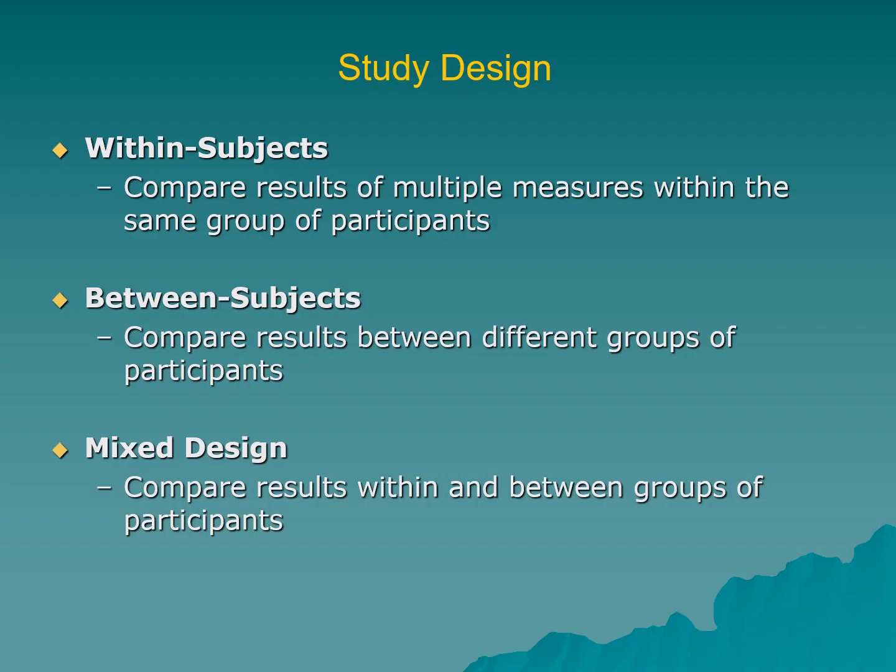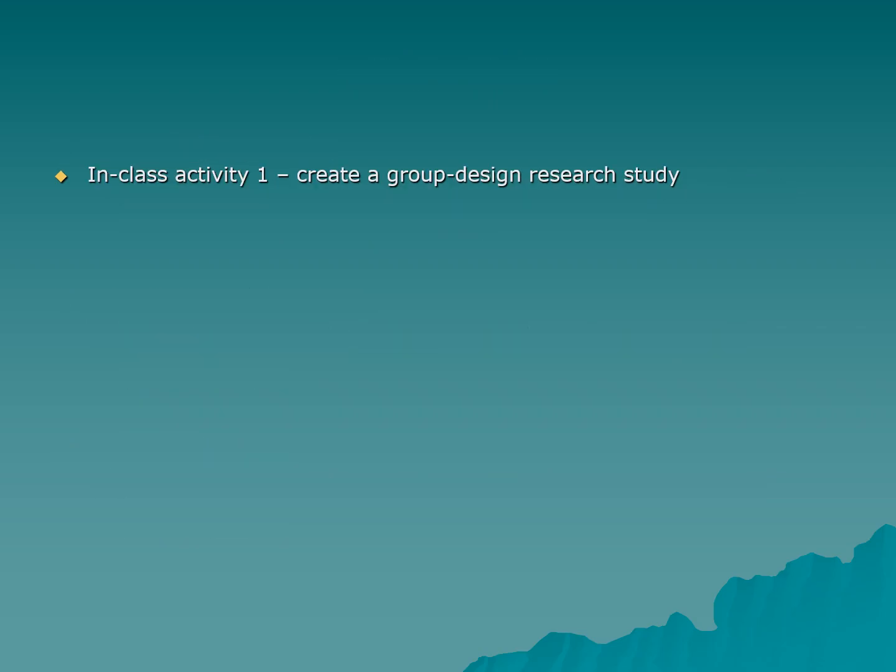The third kind is a mixed study design. This design compares results within and between groups of participants. For example, if you conduct a study that recruits American freshmen and Chinese freshmen, and you compare results not just within each group, but also between the 2 groups, then your study will be a mixed study design. Now let's conduct the in-class activity 1 to experience how to create and design a research study.